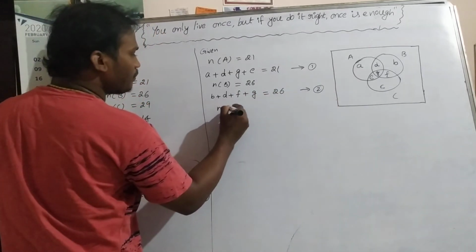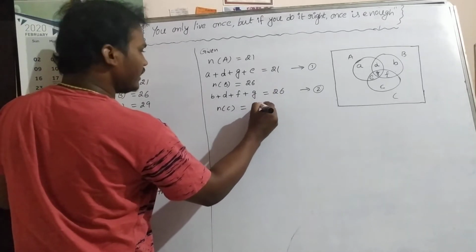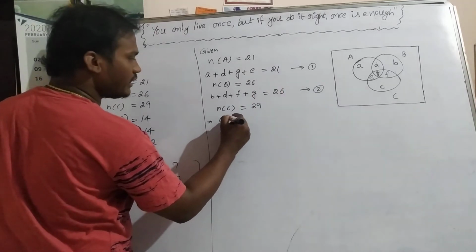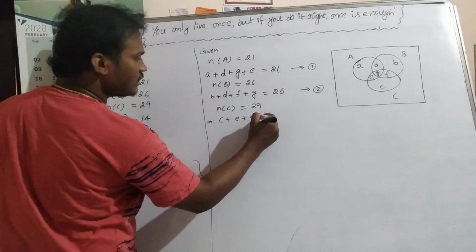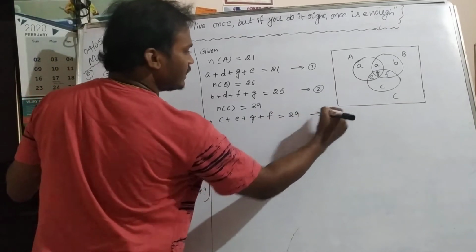Now the people who like only product C, N of C. How many people? There are 29. They are given. So now N of C means all people in the C. C plus E plus G plus F is equal to 29. Keep it as the equation 3.